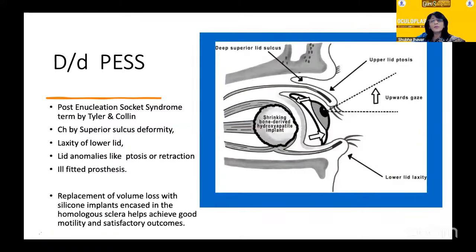So this is post-enucleation socket syndrome. This was termed by Tyler and Collin, and this is characterized specifically by a superior sulcus deformity, laxity of the lower lid, lid anomalies like ptosis or retraction, and a very ill-fitted prosthesis. So here you have to replace the silicone implant, and then use it for reconstructing it.